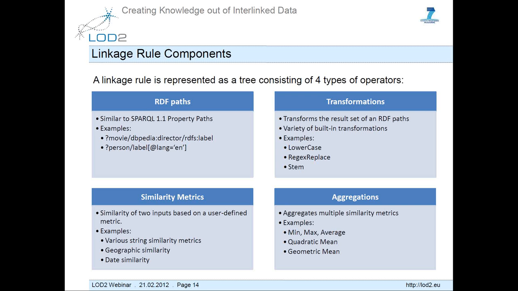And finally, usually we face the problem that we cannot compare two entities by looking at a single property alone. So for instance, we cannot just look at a label. We usually need to look at other properties as well. For instance, if we interlink movies, we may need to look at a label as well as the release date. We will see later an example for that, and for that we need an aggregation operator which aggregates multiple similarity comparisons.